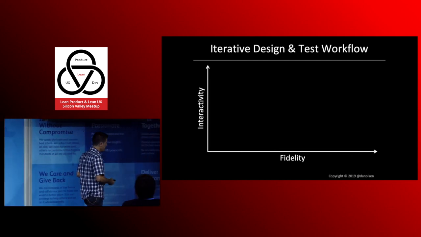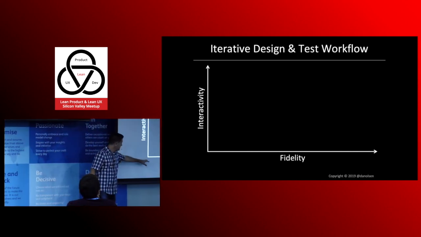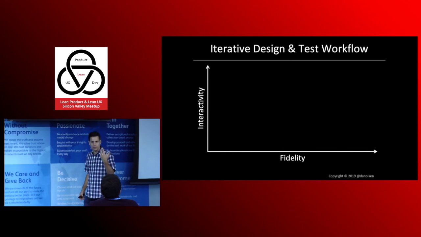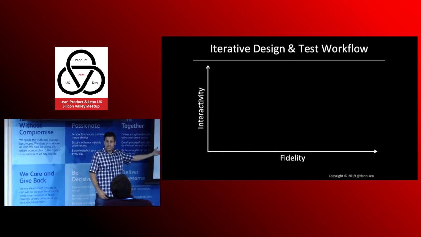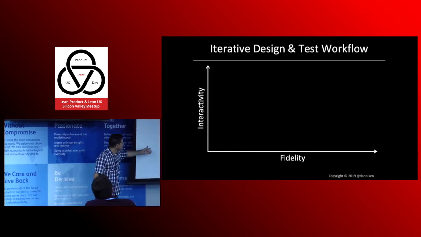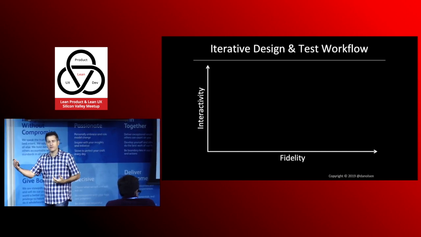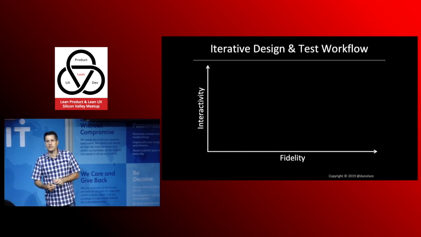And the way I like to categorize these is with fidelity. Fidelity is how closely it resembles the final full live product. That would be the highest fidelity. And then interactivity is, compared to the final product, how much can I interact with it? Can I do all the clicks and interactions and taps that I could do, right?